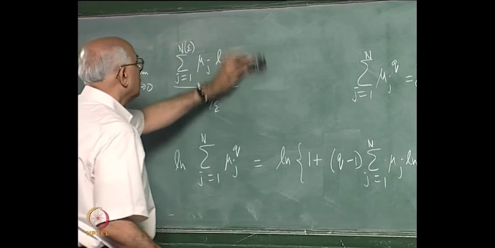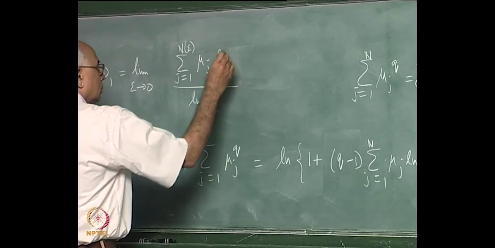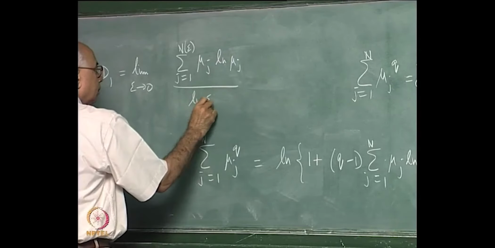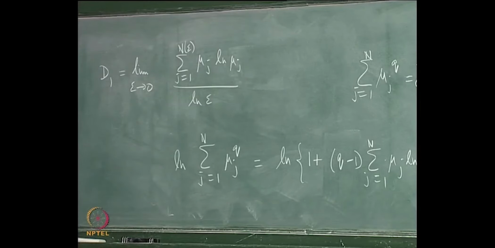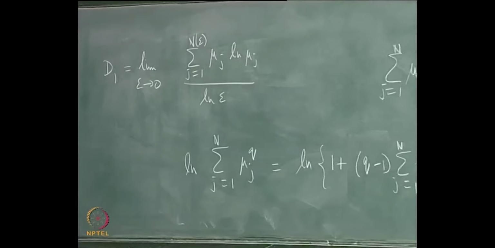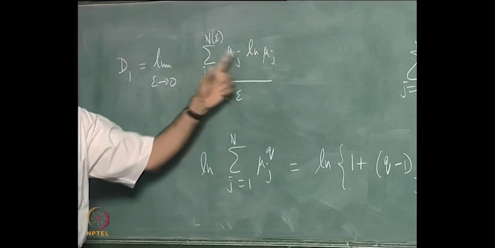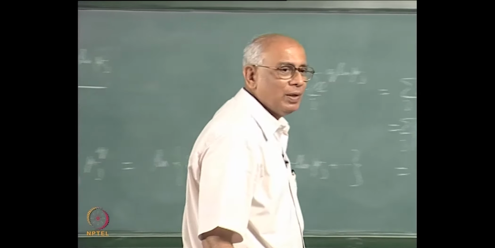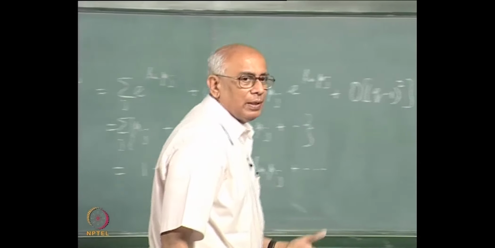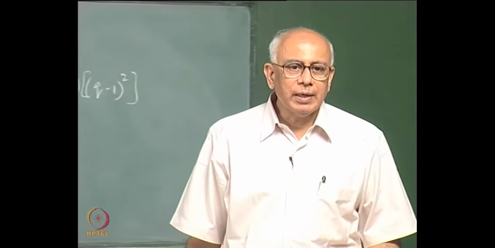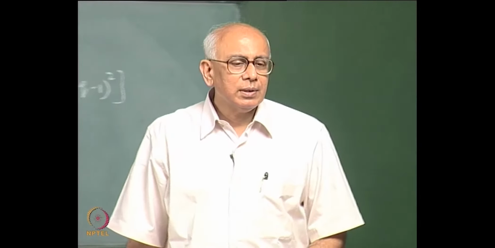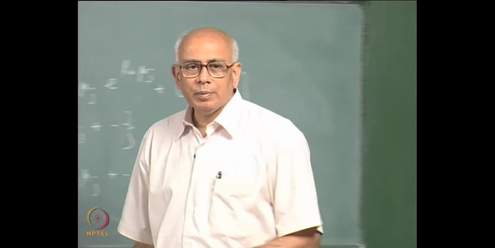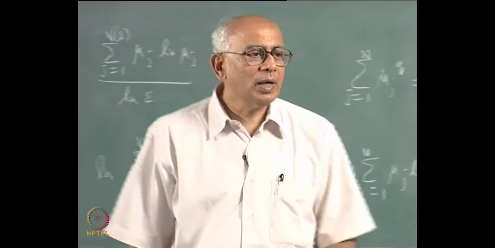Therefore this could be written as the sum of mu j log mu j, but you could also write this as log epsilon. Does this remind you of something? It reminds you of entropy. If you have many possibilities, a set of events with probabilities p1, p2, p3 etc., there is something called the information, and the negative of the information is the entropy, which is something like the summation over i of p i log p i.